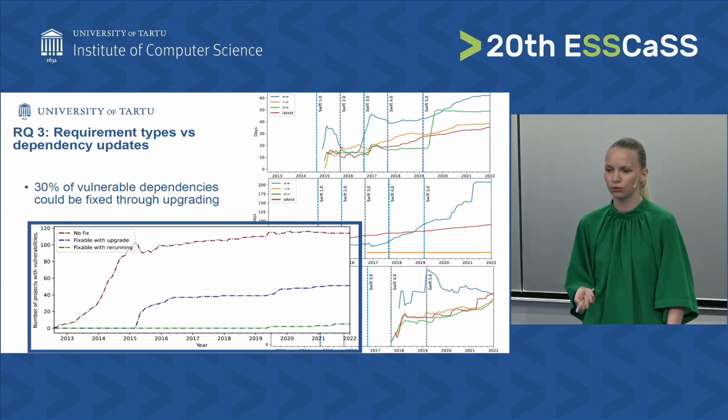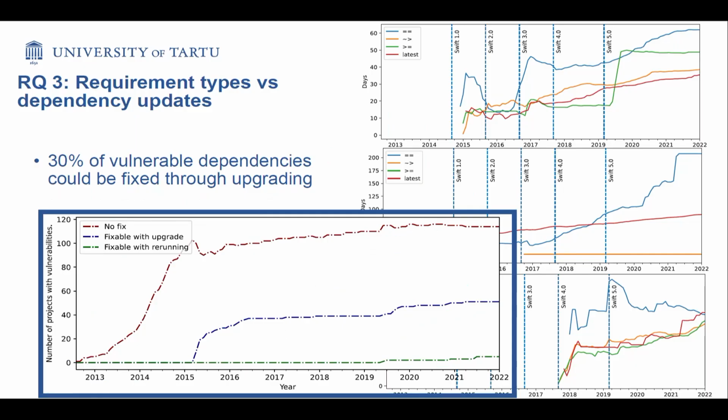And I also looked into vulnerable dependencies, so dependencies that have publicly reported vulnerabilities, and around 30% of these dependencies could have been fixed at the time by simply upgrading. It was also interesting to see that around 3% of these vulnerable dependencies could have been fixed without even changing the version that we want to use, by just rerunning the package manager so that it resolves the version again.